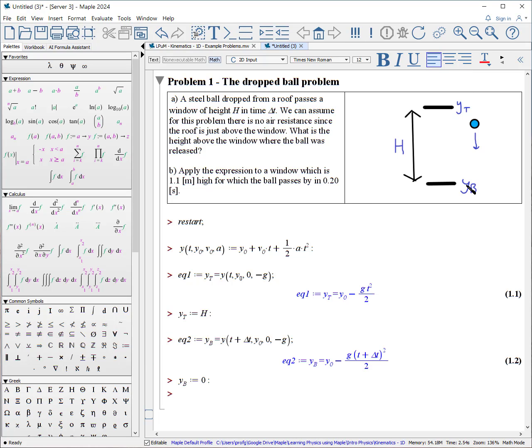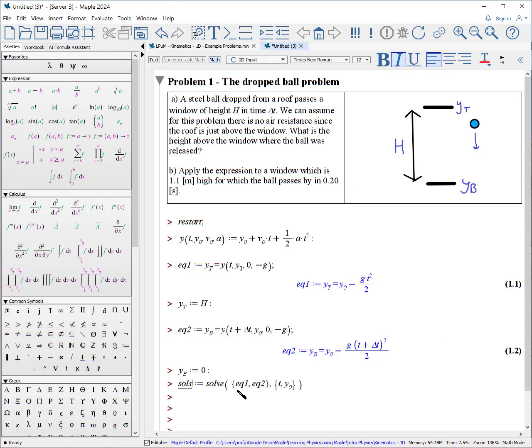Applying the same idea at the bottom of the window, it reaches the bottom of the window at some time t plus an additional time, assuming the same initial conditions. We're now in a situation of 2 equations and 2 unknowns. The 2 equations are equation 1 and equation 2. The unknowns are we don't know where the ball was dropped and we don't know how long the ball had been traveling. But we have enough information to solve for those values.